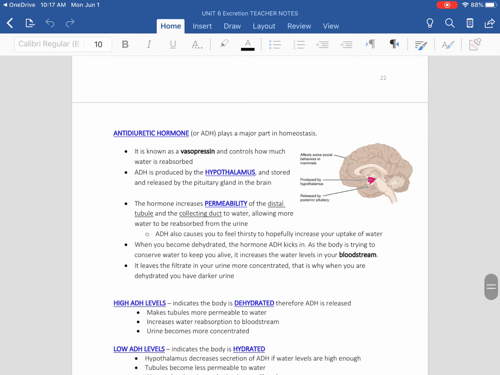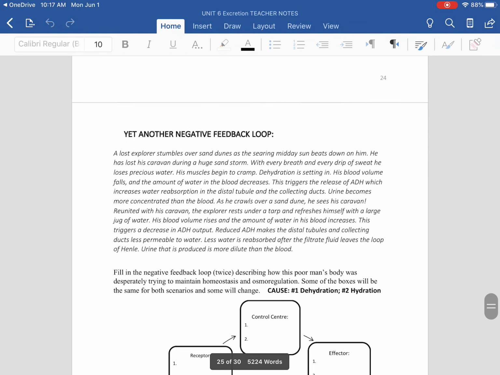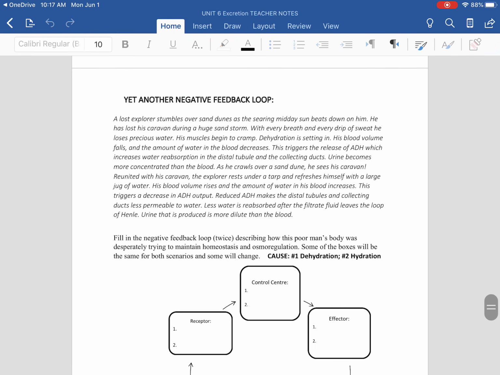All right, so I'm going to walk you through again. I'm going to trust that you can read this all, but this is just a quick overview. We're going to go through this feedback loop on page 25. I'll read you the scenario and then we'll go through the boxes.